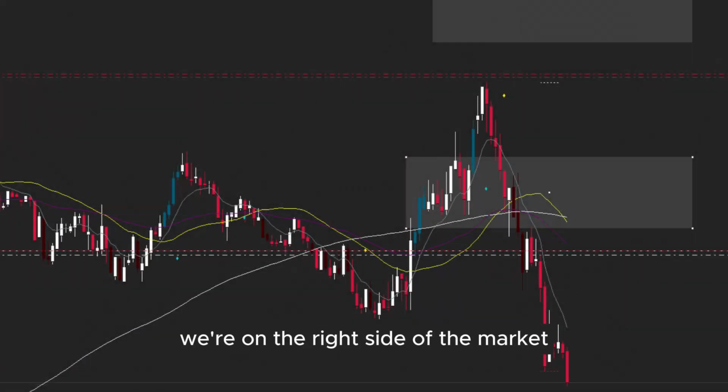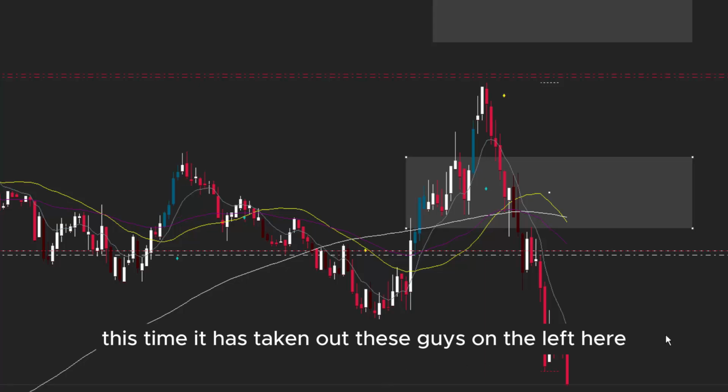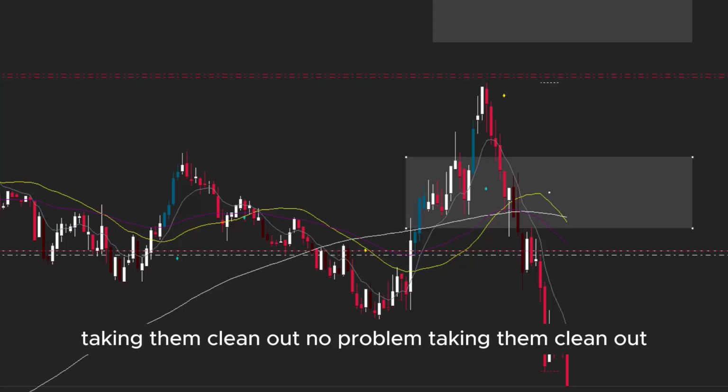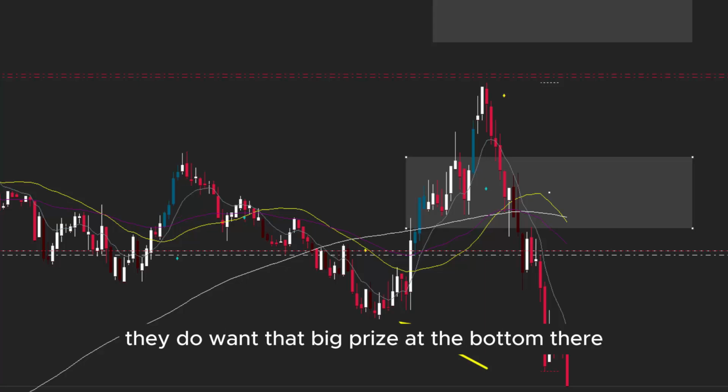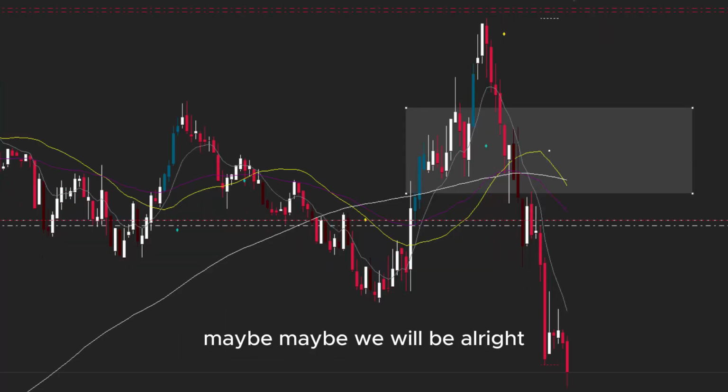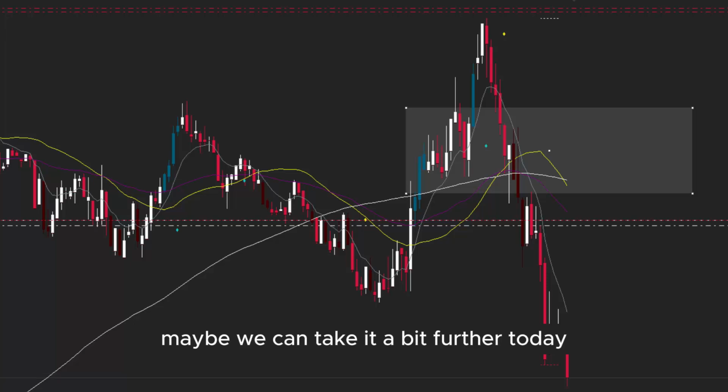Right, we're on the right side of the market this time. It has taken out these guys on the left here. Taking them clean out, no problem. Taking them clean out. That is making me feel that they do want that big prize at the bottom there. Maybe we would be all right. Maybe we can take it a bit further today.